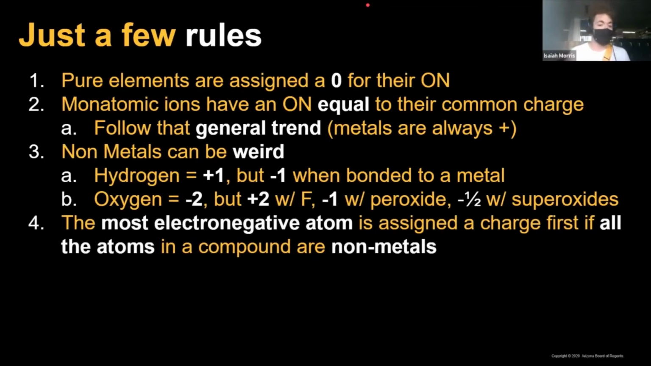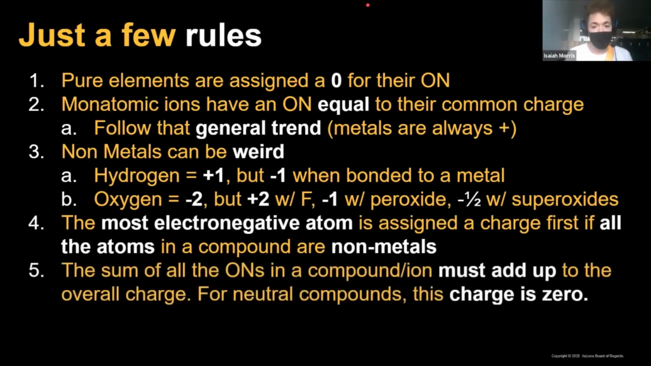If all the atoms in a compound are nonmetals, that's kind of a general rule of thumb. And last but not least, the sum of all of the oxidation numbers in a compound or ion must add up to the overall charge. For most neutral compounds, the charge will be 0. But sometimes you can have NH4+, and then all of the oxidation numbers in that molecule itself have to add up to +1.